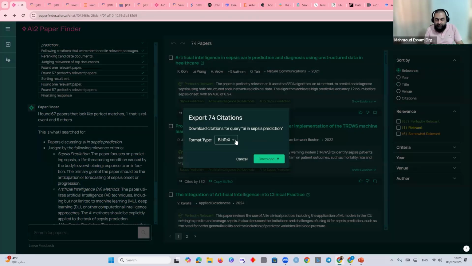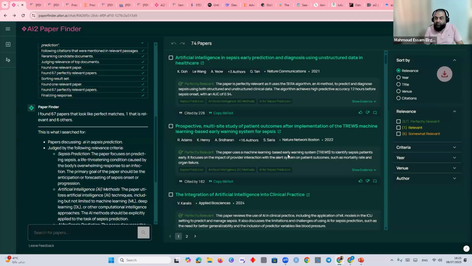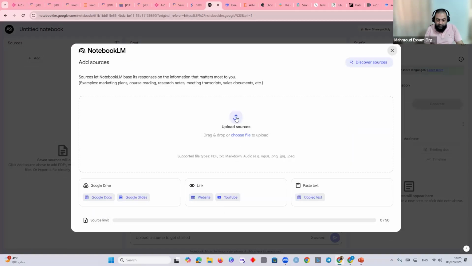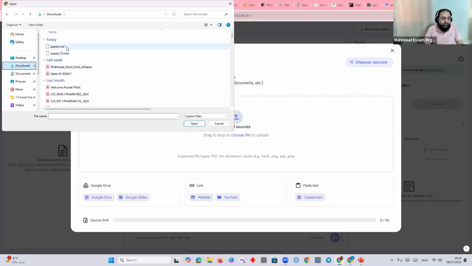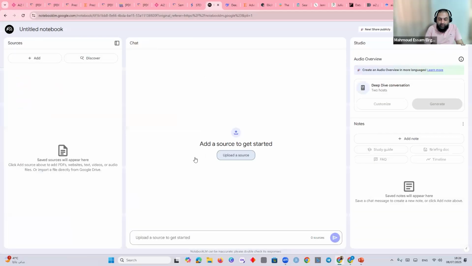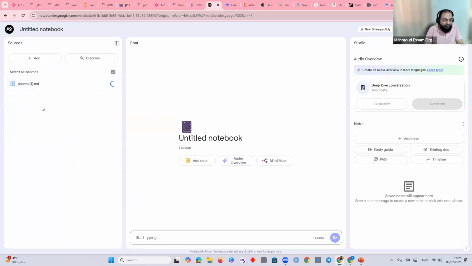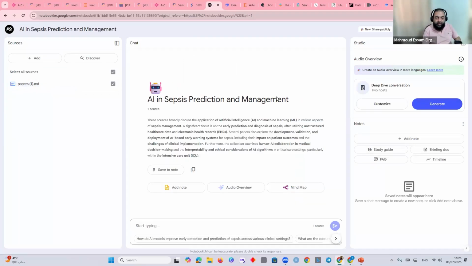Let's see if I can export the citations as Markdown, and download the papers. Okay, load source. Here you can see it will accept PDFs. So if you have the papers as PDFs, or text or Markdown or even audio, you can add up to 50 sources, for example, 50 papers. And you upload the papers. So I uploaded the citations, AI and sepsis.